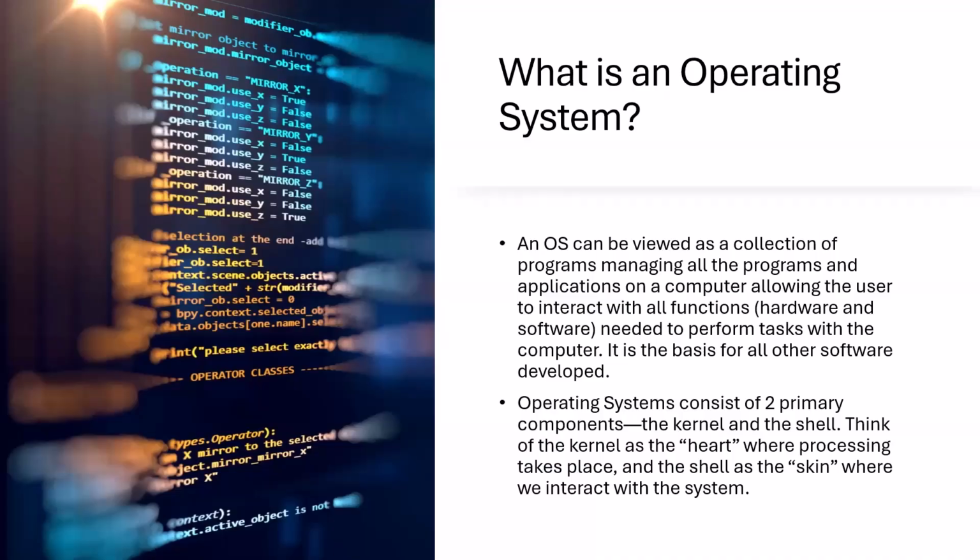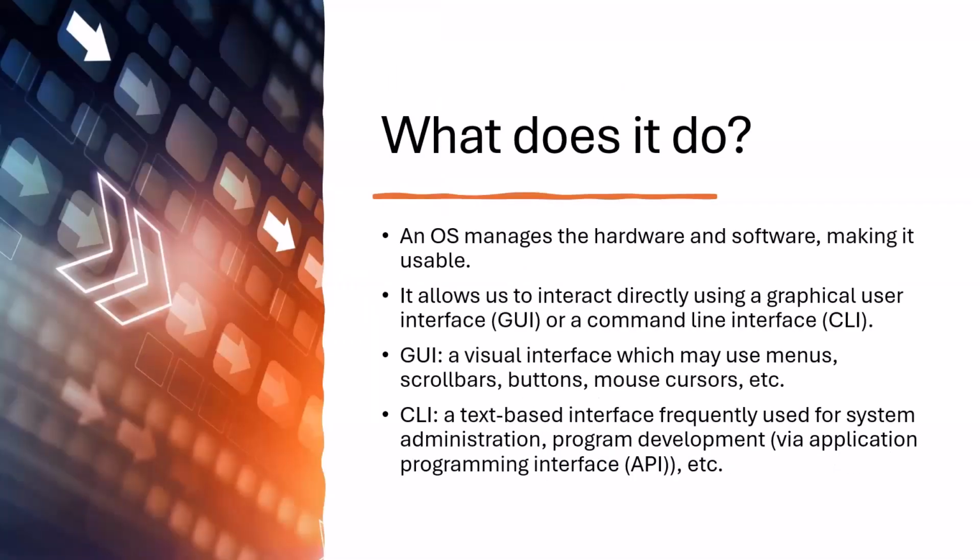They have two primary components in general, the kernel and the shell. The kernel is where all the processing takes place. Think of that as the mathematical brain, so to speak. And the shell is where we can interact. What does it do? It manages the hardware and software, of course. It allows us to interact with either a GUI, graphical user interface, or CLI, the command line interface.